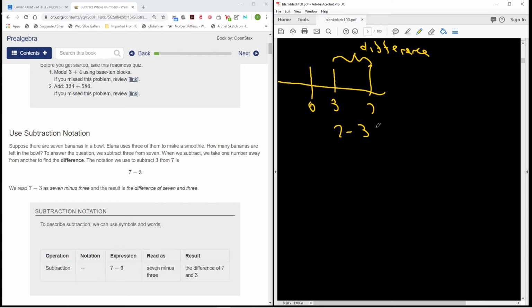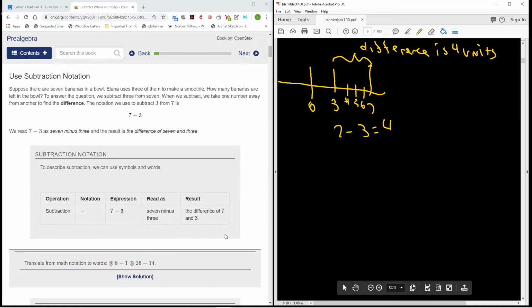The difference between them is, we have 4, 5, 6. The difference between them is 1 unit, 2 units, 3 units, 4 units. The difference between them is 4 units. That's what subtraction looks at, the difference between the two numbers, counting the units between them. So another way of reading that is 7 minus 3.